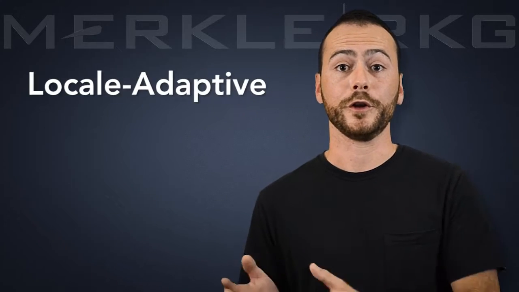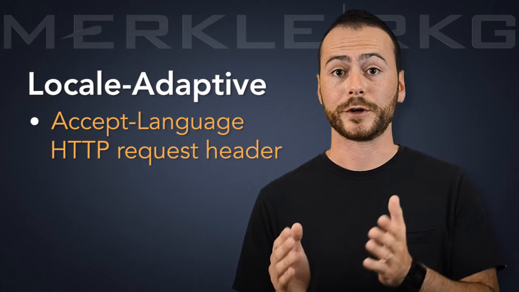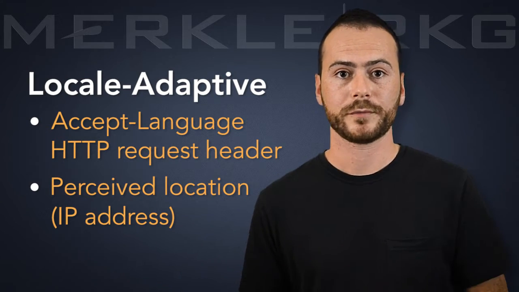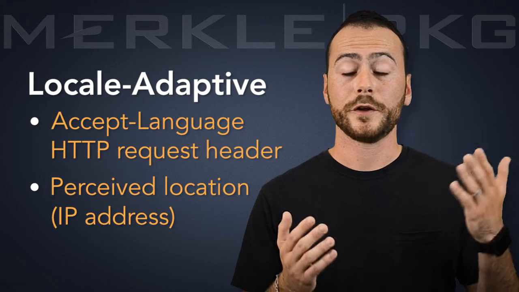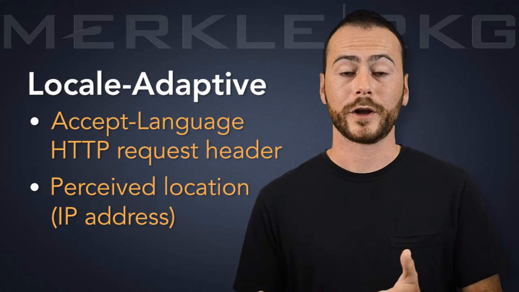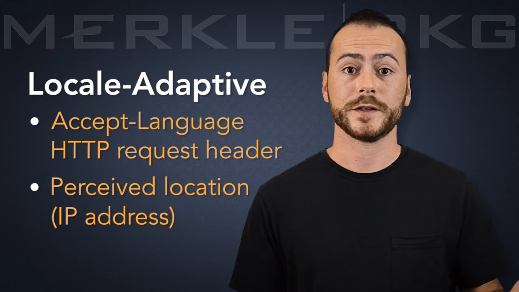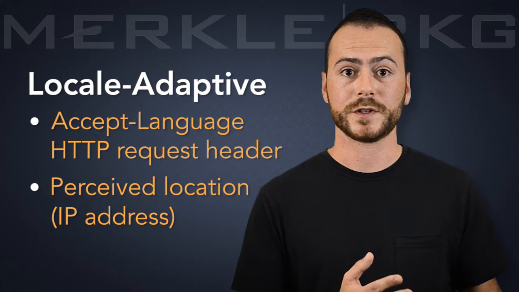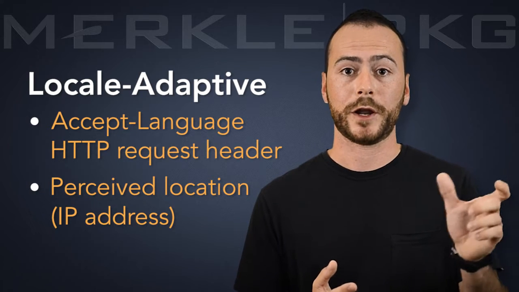A page is local-adaptive when for the same URL the language is adapted based either on the accept language HTTP request header or on the perceived location, the IP address. Historically, Google was unable to understand local-adaptive pages, as the requests made by Googlebot were coming from US-based IP addresses and did not include an accept language header.